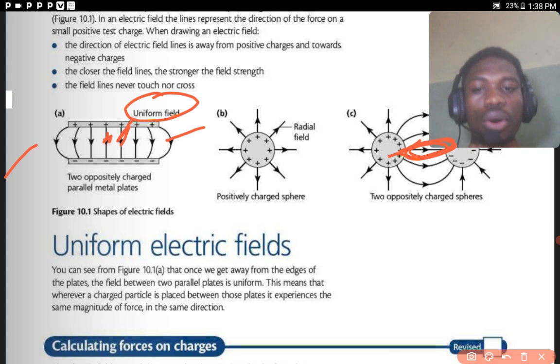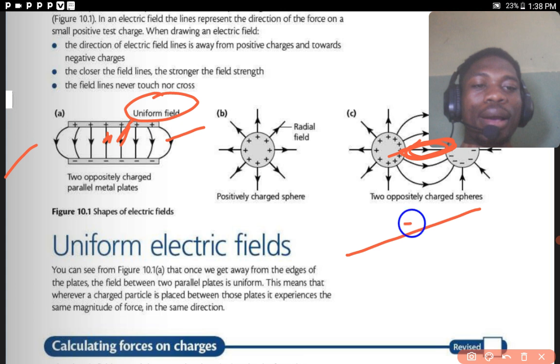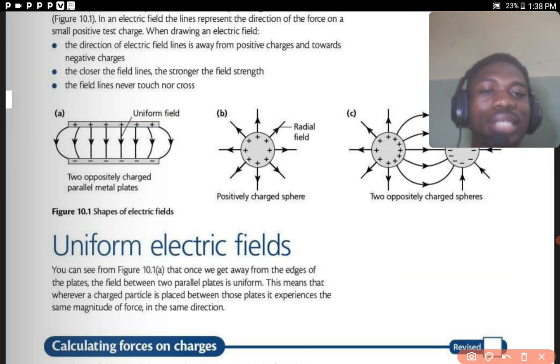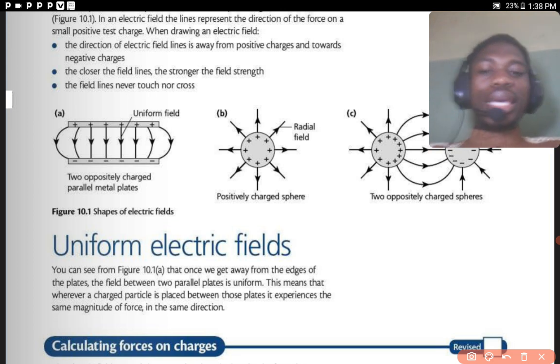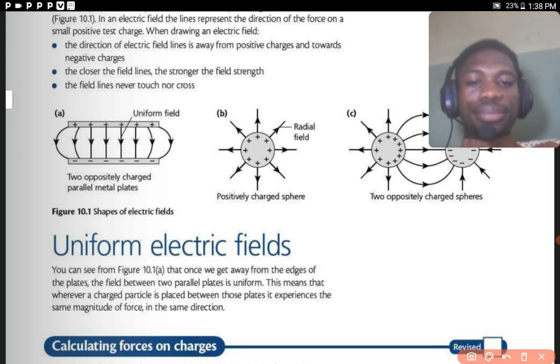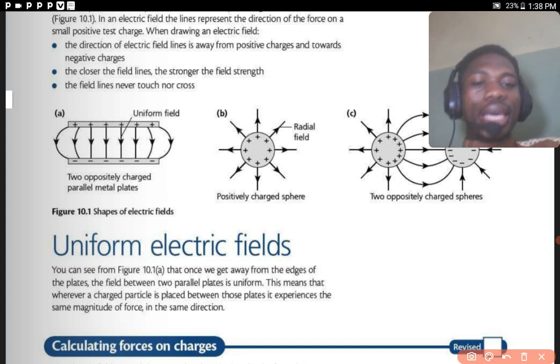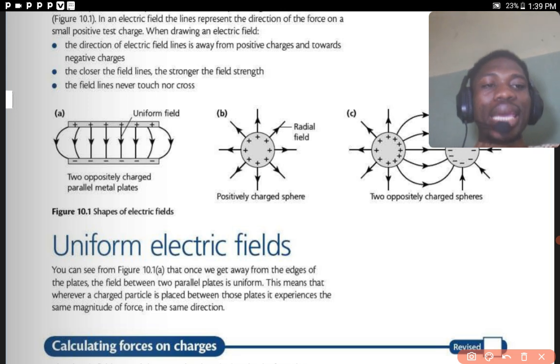Okay, so when you have a uniform field, what happens to the field lines? The field lines are parallel. Where you have parallel field lines, it means that what we have there is a uniform field. This means that wherever a charged particle is placed between those plates, it experiences the same magnitude of force in the same direction.